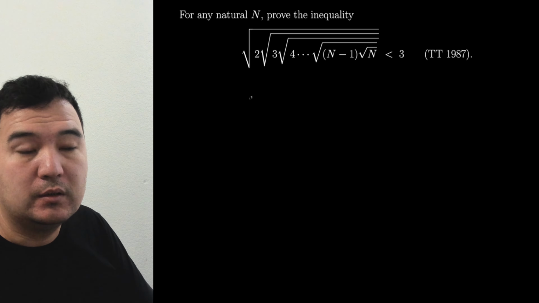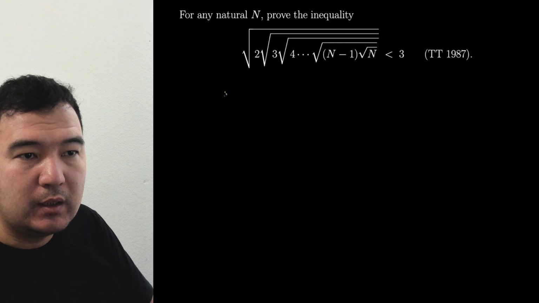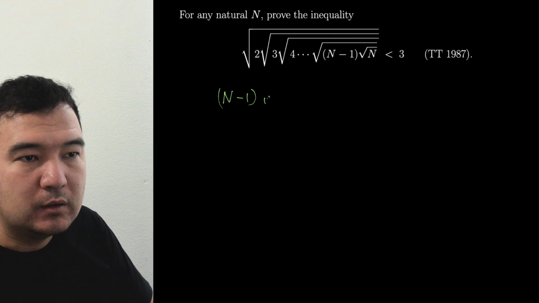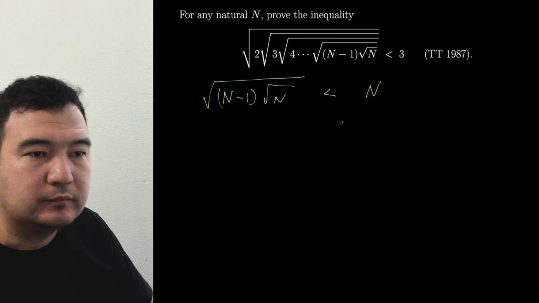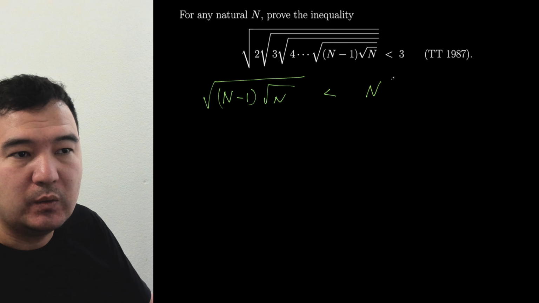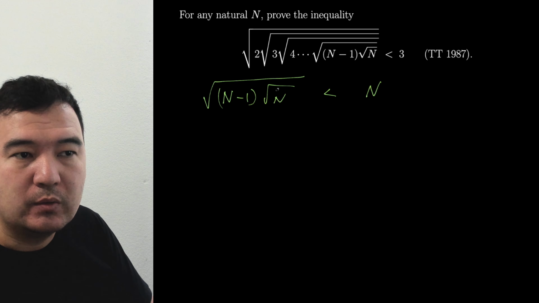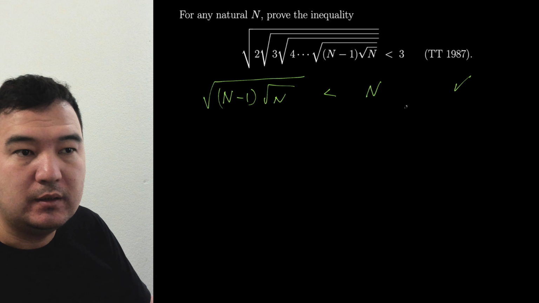For the general case, to start with, we can look at this expression, square root of n times n minus 1. It is less than n. You can take the squares of both sides. This one becomes n squared, and this is n minus 1 multiplied by square root of n. So that's obviously correct. You can verify this easily.